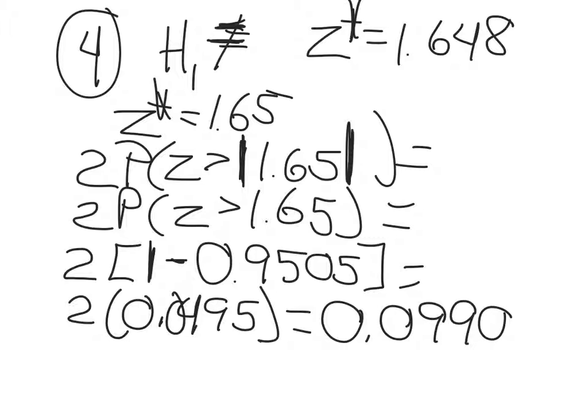Now remember on this one to multiply it by 2. If you're in the other situations where you just have the one-tailed test that is just pure greater than or just pure less than, you just leave it as it stands.